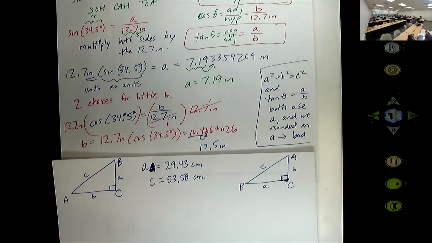Go ahead, take a few minutes and we'll solve it together. That's a little c. Oh yeah, it's length.